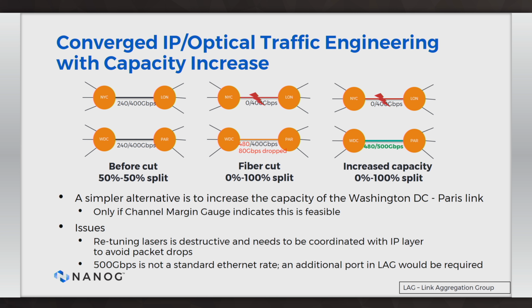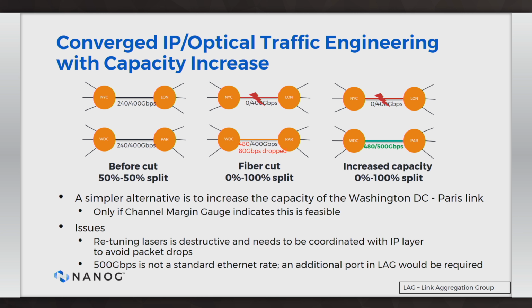But if you did this, you still have to run traffic engineering at the IP layer. Why? Because now you are dumping twice as much traffic to Paris, and behind Paris there's another IP network that may get congested. You need to make sure that portion of the network is handled as well.